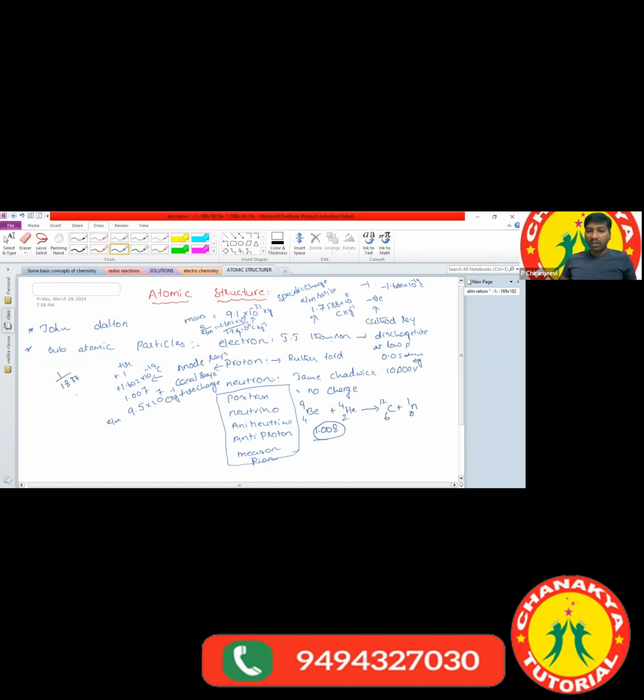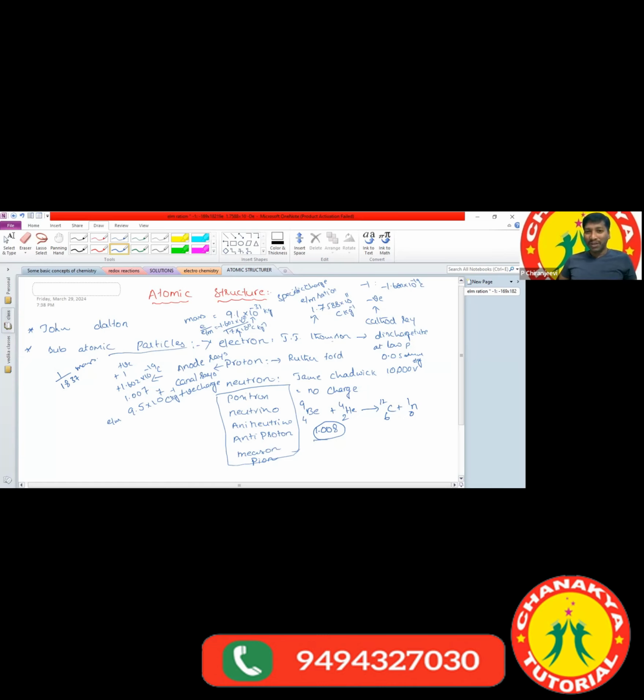So what is the mass of the electron? The mass of the electron is 1/1837 part of the proton. So this is the mass of the electron. Now you got the clarity. I wrote it very briefly, but almost all three concepts are written here. There is more huge concept in this.